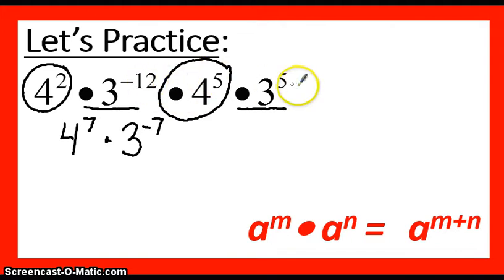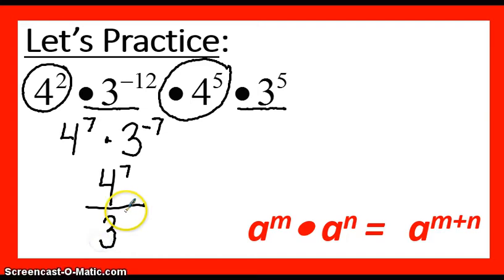Because negative 12 plus 5 is negative 7. Now we have simplified the product of two powers. But if you look at our simplified expression, it's not truly simplified because it has a negative exponent. The 4 has a positive exponent, so it will stay in the numerator, but the 3, since it has a negative exponent in the numerator, will have to move to the denominator.